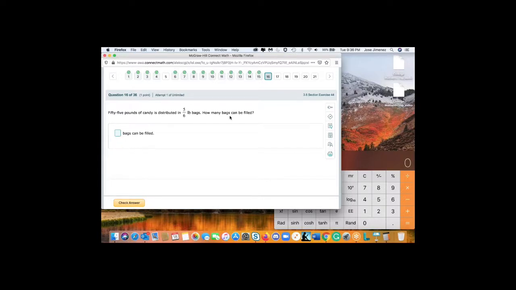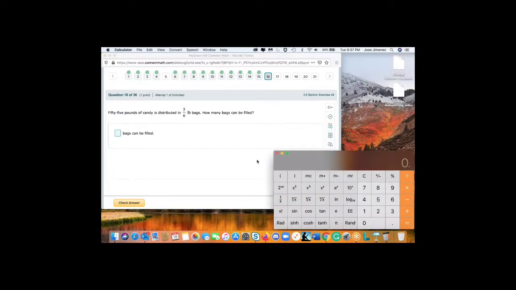So inside we need to look at how many bags we can do into the big amount of pounds. So we're dividing. Remember, we're dividing a big amount of pounds into smaller groups of pounds. So that means division. So I have 55 divided by 5/6.